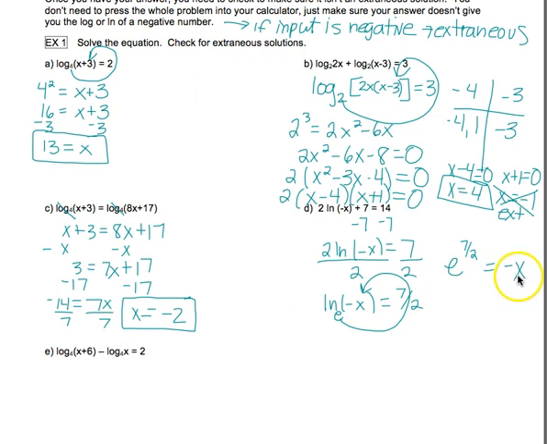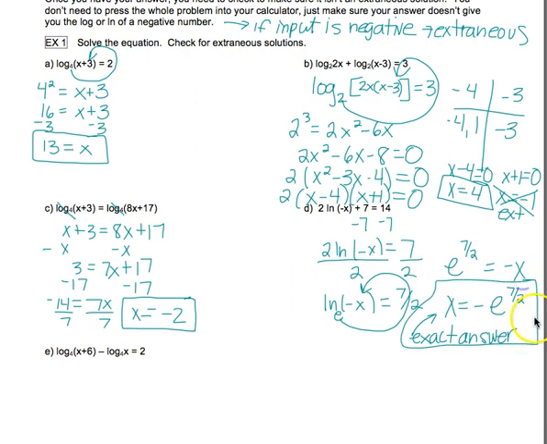Now, to get x alone, I would divide everything by negative 1, which is just going to give me negative e to the 7/2. Now, sometimes you are asked for exact answers, and sometimes you are asked for approximate answers. So you have to really pay attention to the directions in your homework and on assessments. This is an exact answer. If it asks you for an exact answer, this is it. This is all that you do.